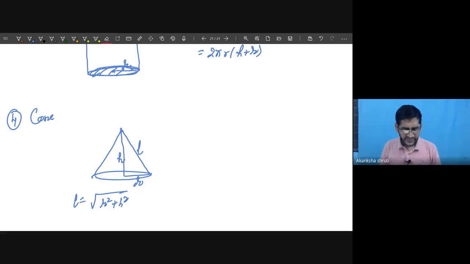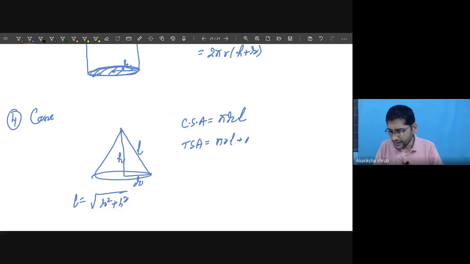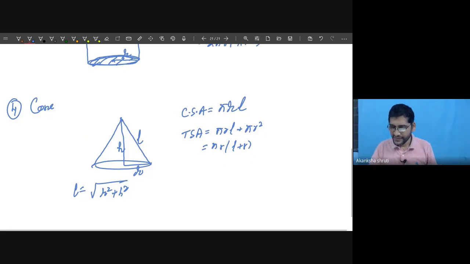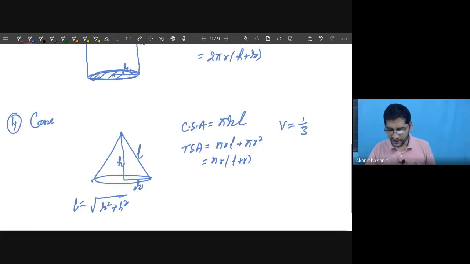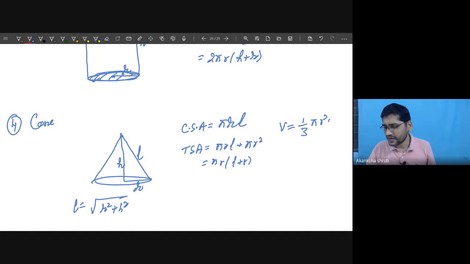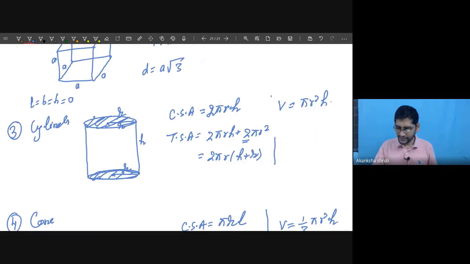In this case, what is our CSA? How is it obtained? Pi R into H, correct? No, pi R L. And what will be the TSA, total surface area? To this pi R L, we need to add pi R square. So pi R can be taken out, pi R into L plus R. And the volume is very interesting, just 1/3 of the volume of the corresponding cylinder, so 1/3 pi R square H. So these are the formulas that we need to keep in mind.